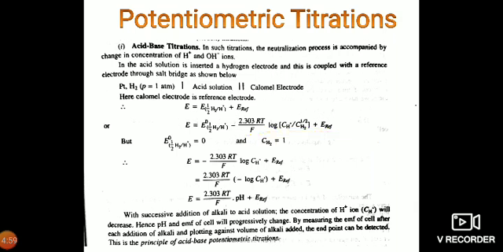So these are two important applications of EMF measurements. First one is determination of pH by quinhydrone electrode, next one is determination of pH by glass electrode. Another application of EMF measurements is potentiometric titrations. So these potentiometric titrations have more advantages over the traditional volumetric titrations which we carry out in inorganic chemistry. And potentiometric titrations give very accurate results.